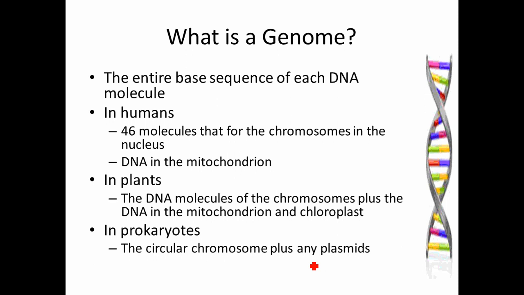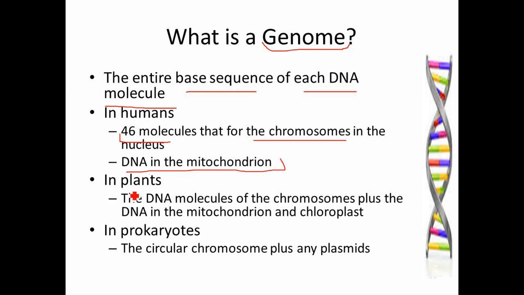Now, broadly looking at some of the terms in genetics, there is this idea of a genome. So what is a genome? A genome is the entire base sequence of each DNA molecule. In humans, for example, there are 46 molecules that form the chromosomes in the nucleus, so we have 46 chromosomes. And our genome would include the DNA within our mitochondria. So a genome is the entire sequence of all the DNA within the cells of our body.